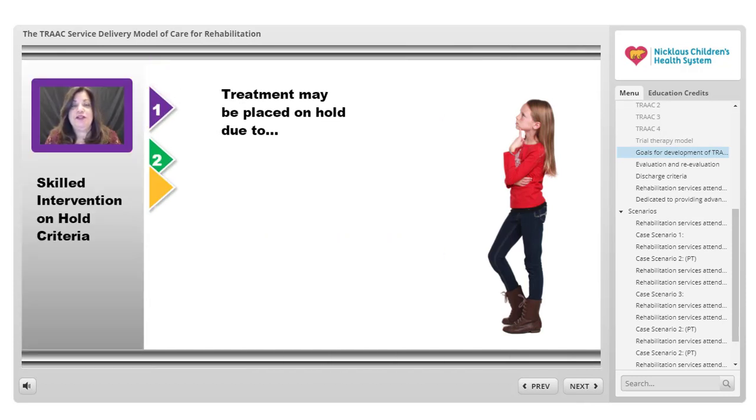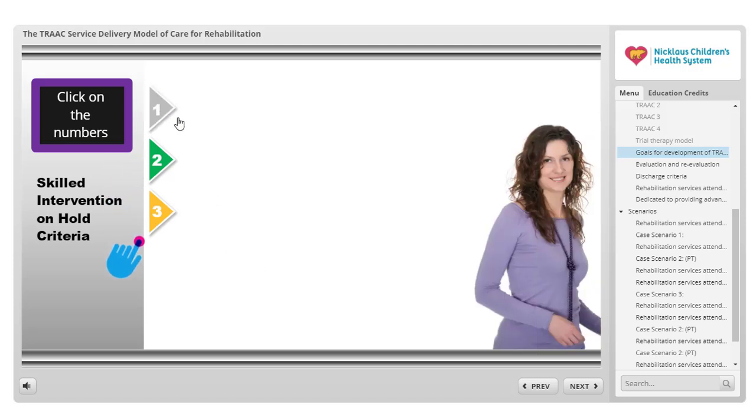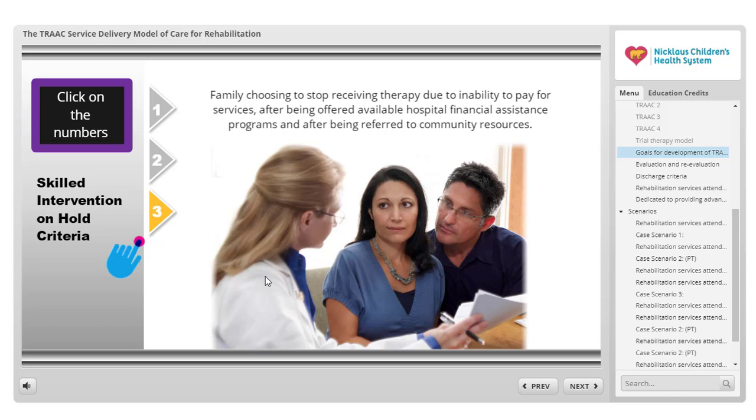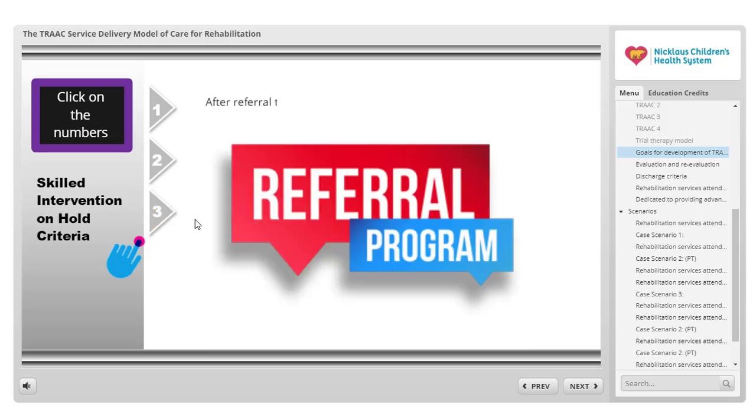When do we put skilled intervention therapy on hold? Medical reasons; the family choosing to stop receiving therapy due to inability to pay for services after being offered available hospital financial assistance programs and after being referred to community resources; or after referral to another discipline before starting or continuing skilled OT, PT, speech, or behavior therapy.